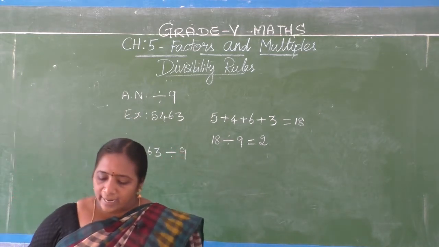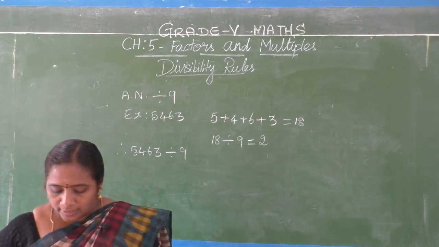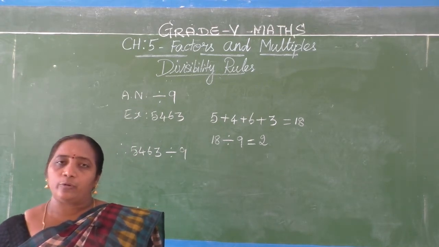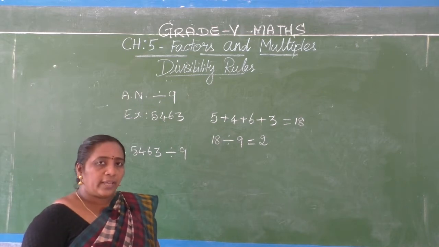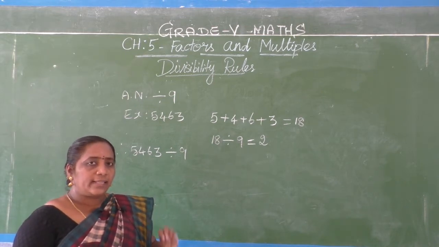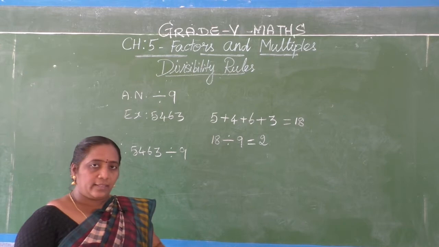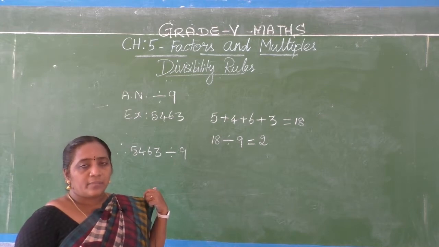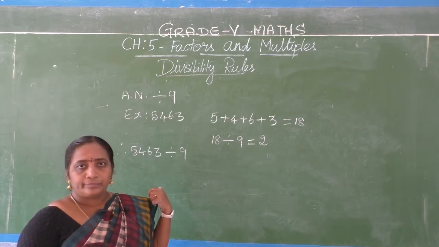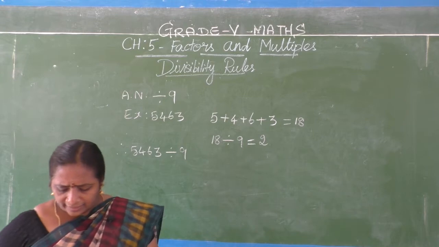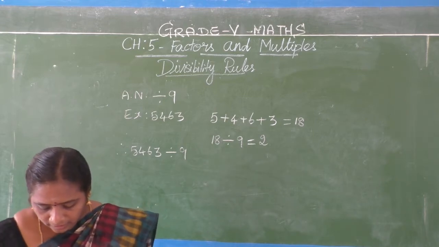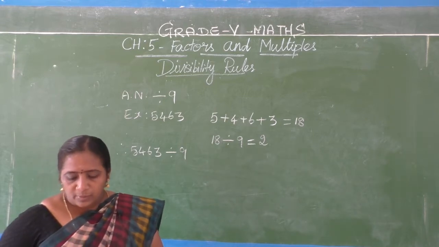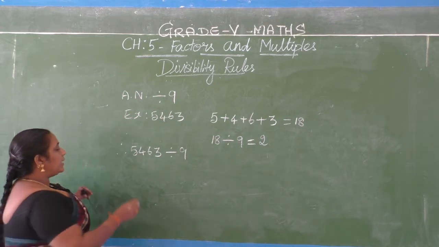Okay, so for 3 and 9, both rules are the same. For 3 also we take the sum of the digits and check if it is divisible by 3. Like that, for 9 also we take the sum of the digits and check if the sum is divisible by 9 or not. Okay? Then the next rule is divisible by 5. It's very easy.